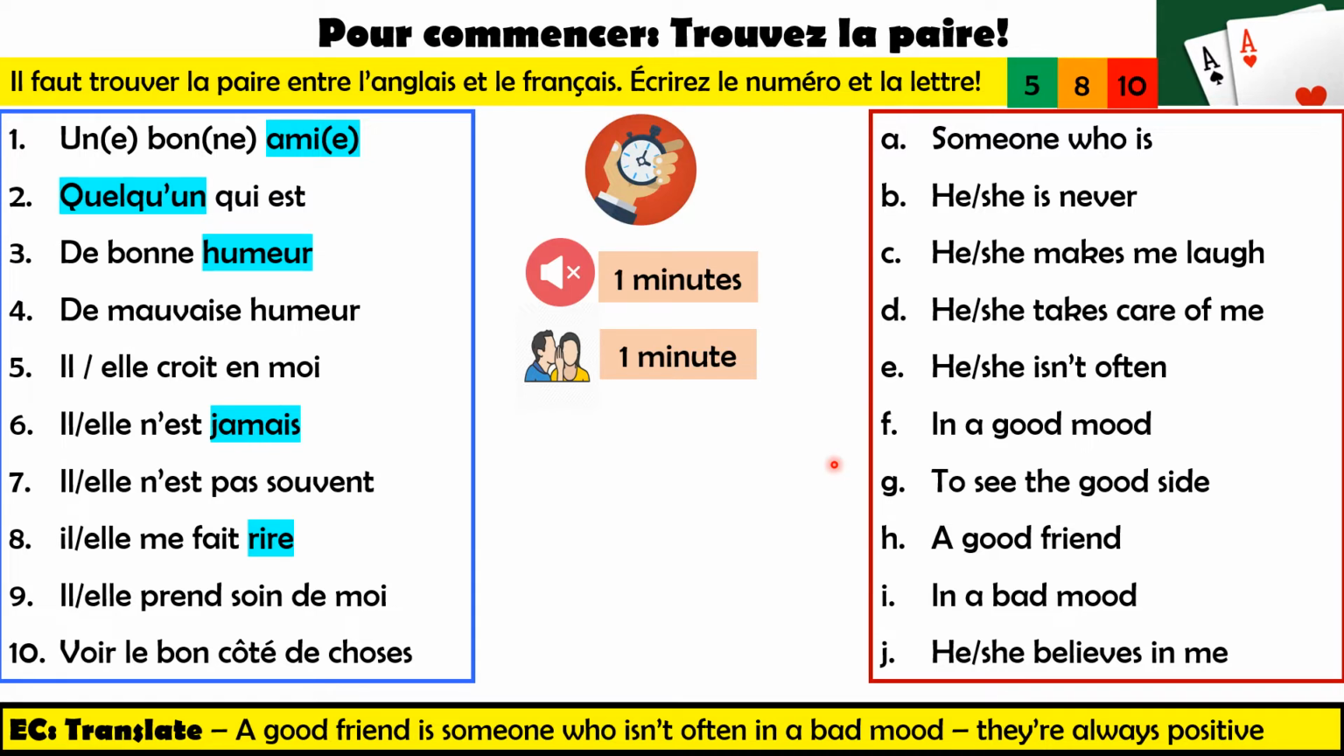Alors, right guys, let's go for our answers today. A lot tougher, I'm sure you found it tough. Numéro 1, un bon ami ou une bonne amie veut dire H, a good friend. Look at the difference between masculine and feminine. Make sure you know it.